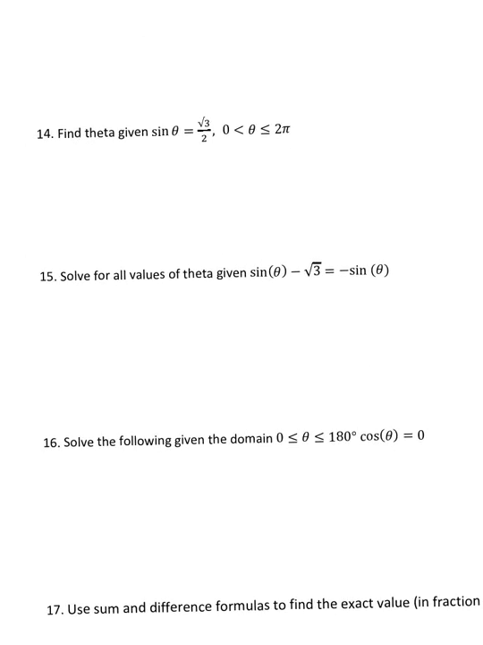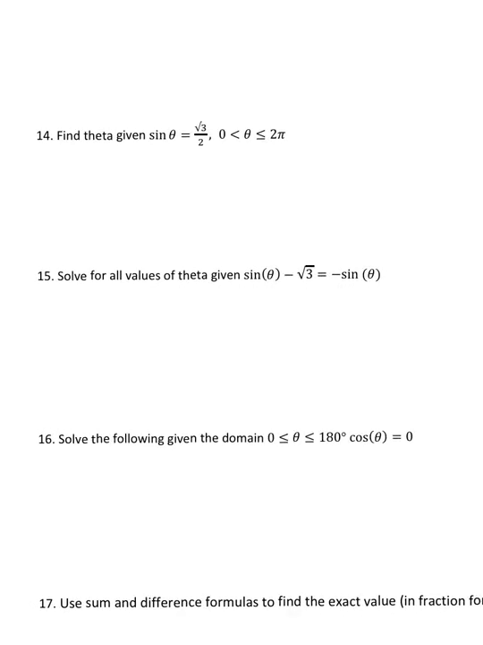Okay, we are now in part 2 of the fall semester exam video review. This is starting on question 14 now. So the trig portion is asking you to find theta given that sine of theta is equal to the square root of 3 over 2, and it gives you this interval. So what this is really asking you is where is the sine value equal to root 3 over 2 in the unit circle.